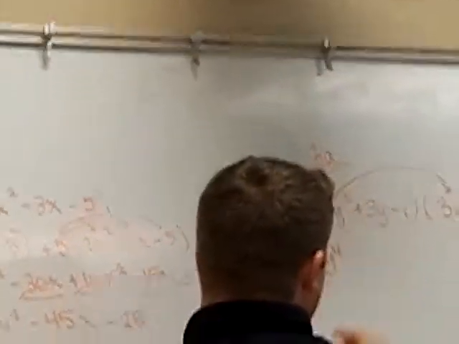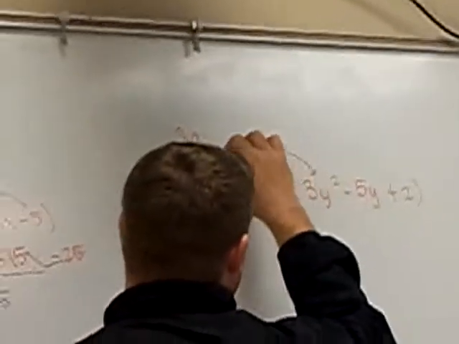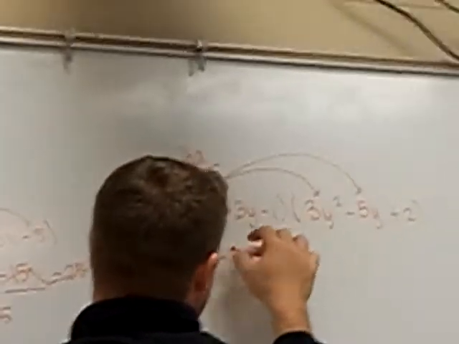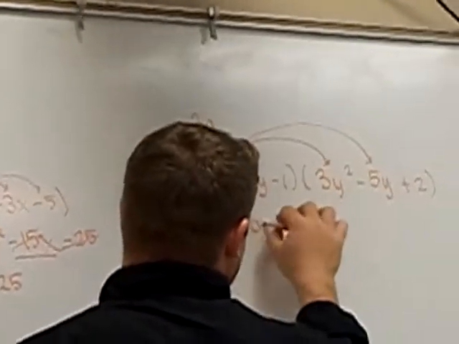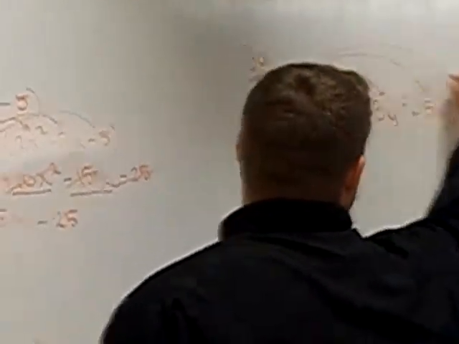So 2y squared times 3y squared. Well, 2 times 3 is 6. Y squared times y squared is y to the 4th. Right? 2y squared times negative 5y. 2 times negative 5 is negative 10. Y squared times y is y cubed. Right? 2y squared times 2. 2 times 2 is 4. Y squared times 1 is y squared.